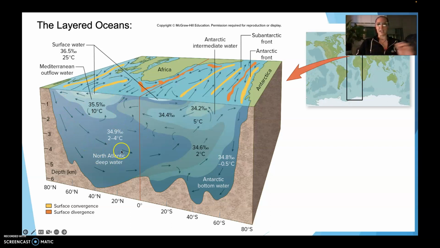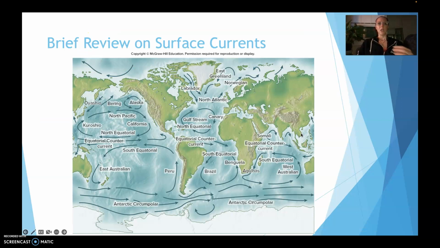So in this, we're taking a slice of the Atlantic Ocean, and we can see the North Atlantic deep water, some Antarctic bottom water, and some intermediate waters in here as well, and showing also the different salinities and temperatures for each water mass. So I just want to do a brief review on currents here, where we have all of our gyres hanging out and doing their fun little thing.